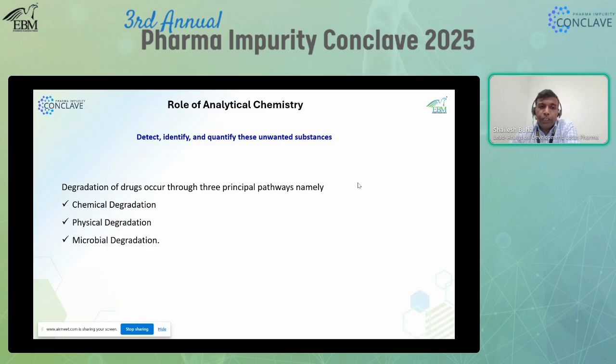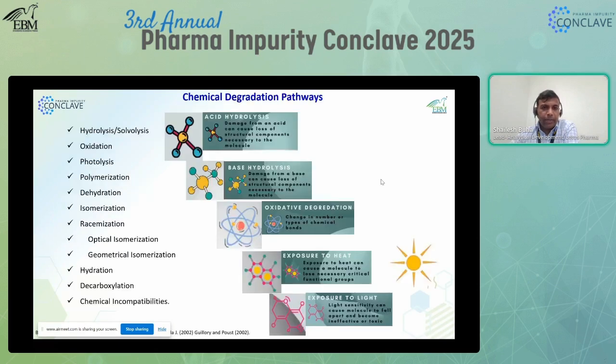First of all, we need to understand, again, we will come back to that. Drug degradations occur through three principal pathways, and we need to understand these three principal pathways very deeply. Chemical degradation pathways, mechanical, I would say, sorry, physical degradations. We will not touch much on microbial because it's out of the subject for us. So chemical degradation pathways and physical degradation pathways.